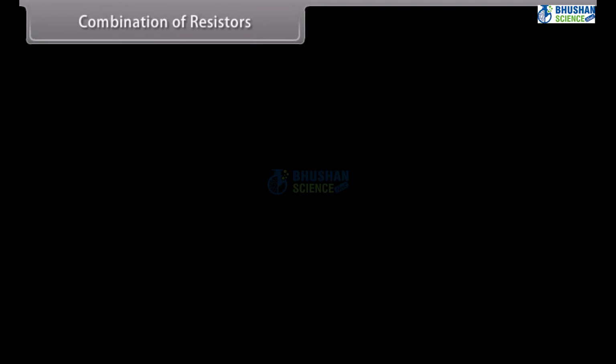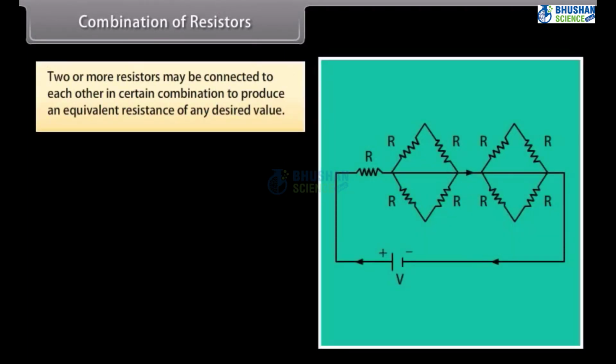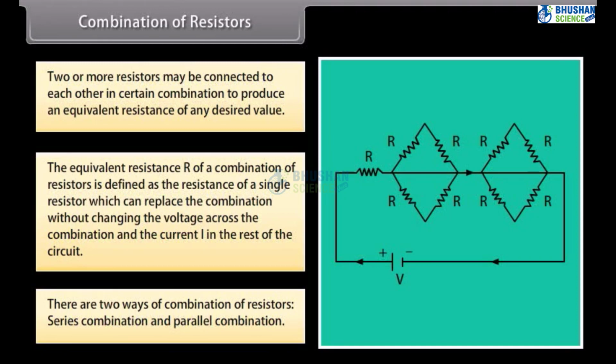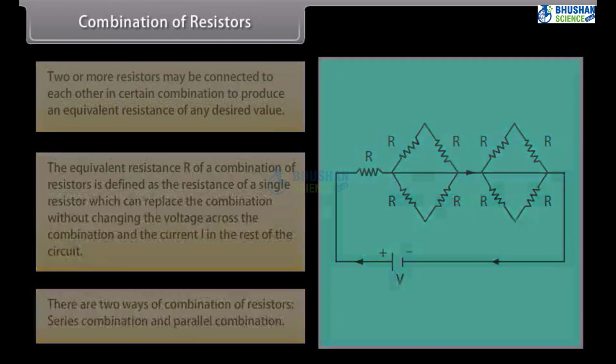Combination of resistors. Two or more resistors may be connected to each other in certain combination to produce an equivalent resistance of any desired value. The equivalent resistance R of a combination of resistors is defined as the resistance of a single resistor which can replace the combination without changing the voltage across the combination and the current I in the rest of the circuit. There are two ways of combination of resistors: series combination and parallel combination.